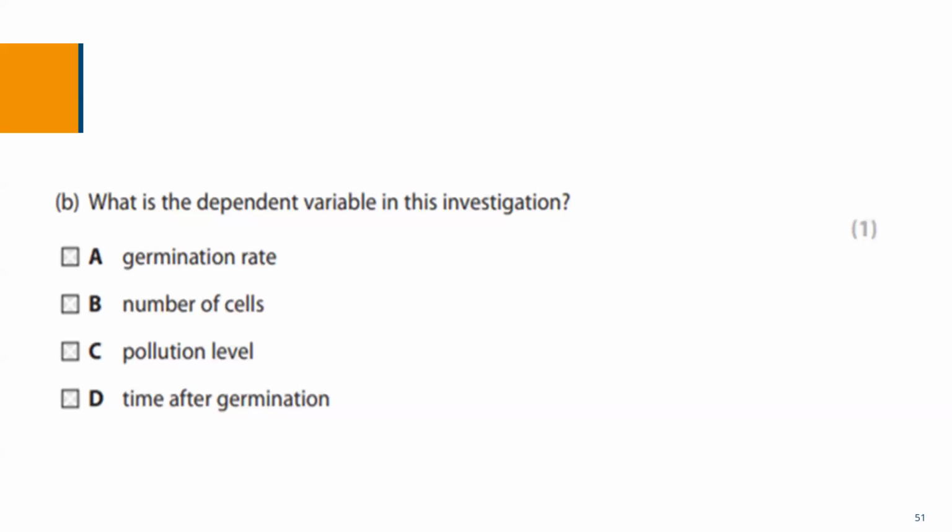So is it straight knowledge? Is it asking you something I've learned? Well, you could argue perhaps, because have I learned what a dependent variable is? But then I've got to apply it. So no, I don't think it's AO1. AO2, is it, again, I'm not applying my knowledge to this particular situation. I have to understand what a dependent variable is, and a dependent variable is a practical skill. I think this is a practical question.